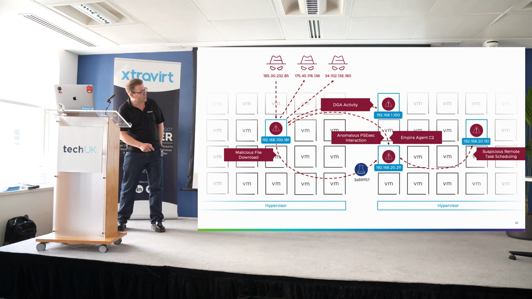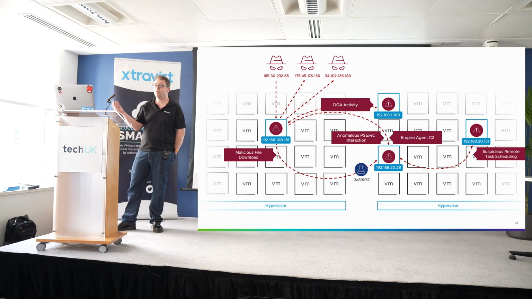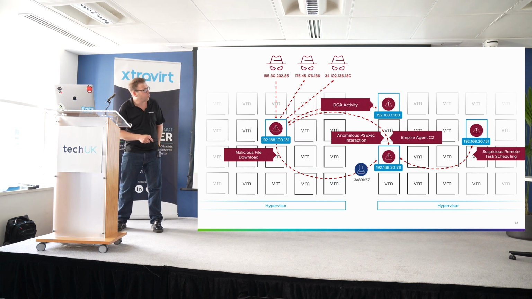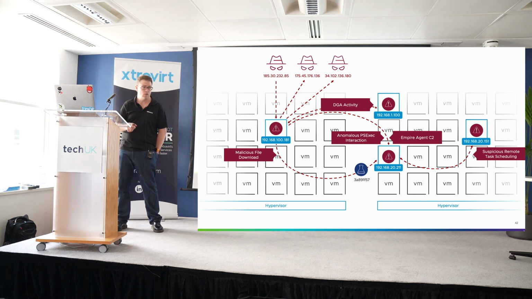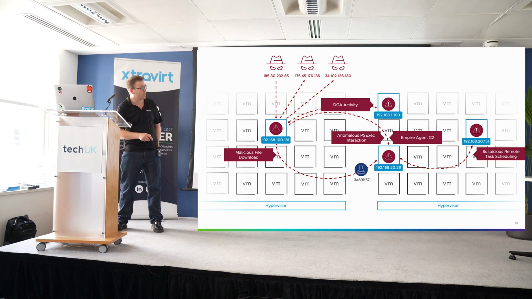So again, the post-exploitation tooling is remote task scheduling, just remote task scheduling out of a Windows machine. What we're interested in is, is it usual? Is it suspicious? Do we normally see remote task scheduling being initiated from this workload to this workload? And that's the crucial part in order to detect this network anomaly.